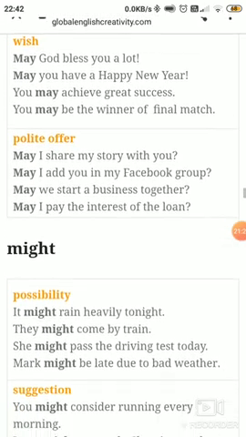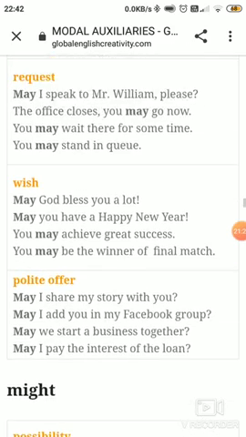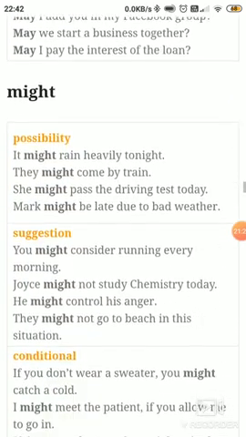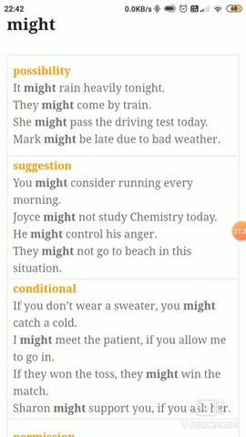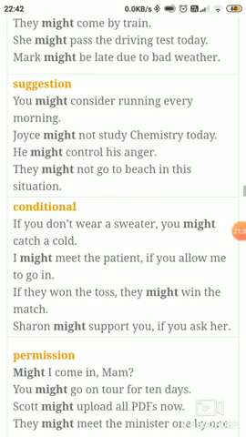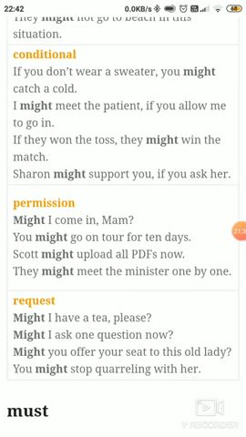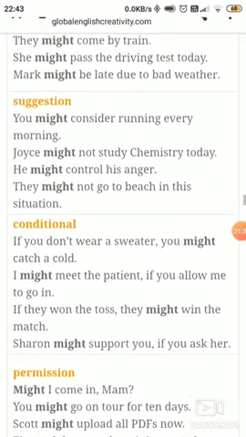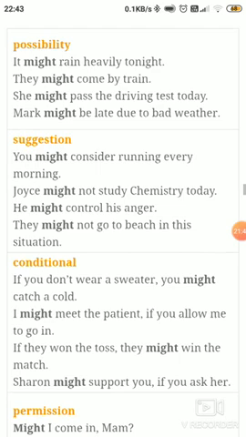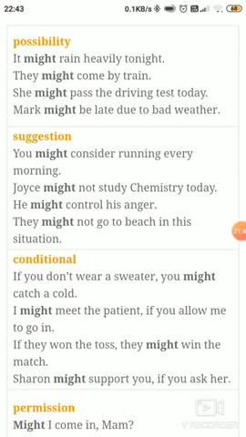Might shows least possibility. May shows possibility, but might shows least possibility. And under the least possibility, there are least suggestions, least conditional, least permission, least request. Okay. It might rain heavily tonight. Less chances, but it might rain.